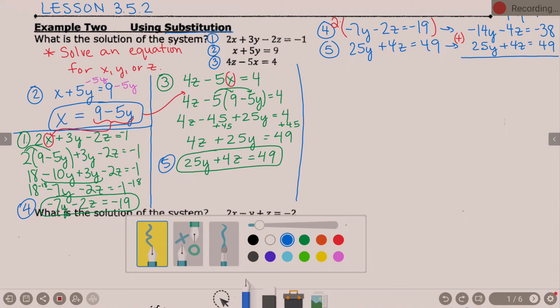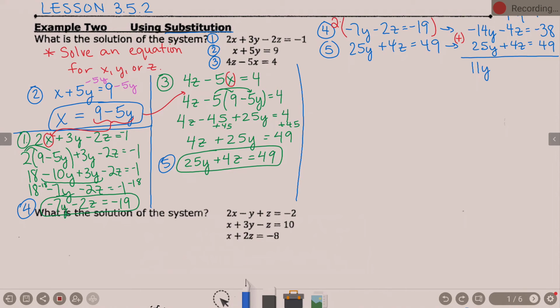Okay. Negative 14y plus 25y, 11y. Negative 4z plus 4z, there's the 0, the cancel we want. Carry my equal sign down. Negative 38 plus 49, 11. Well, that gives me confidence I've done something right.